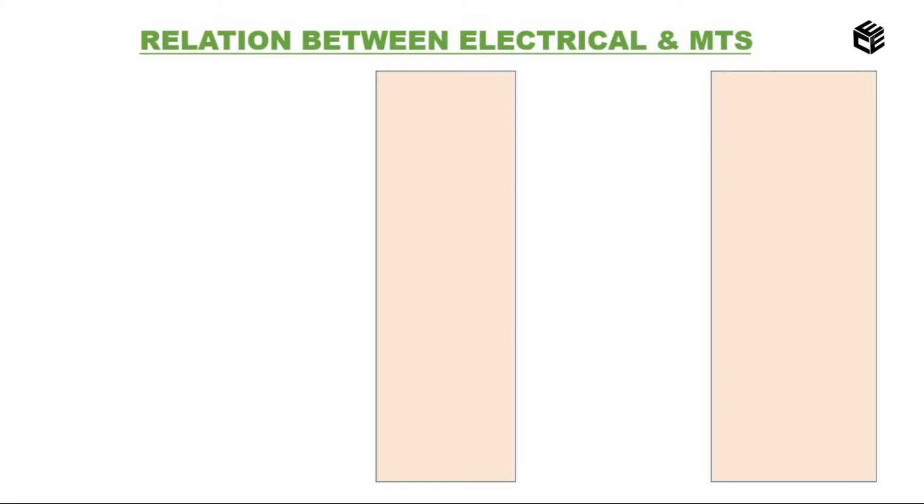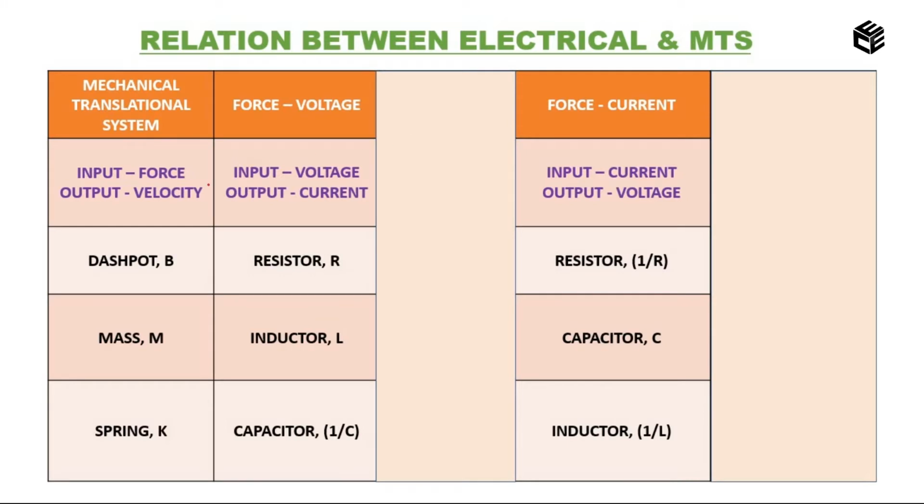Let's see what is the relation between electrical and mechanical translational system first. In mechanical translational system, the input is force and the output is velocity, and the basic elements are dashpot, mass and spring. For force voltage, the input is voltage and output is current. Similarly, force current is the straight reverse of force voltage, that is, input is current and output is voltage.